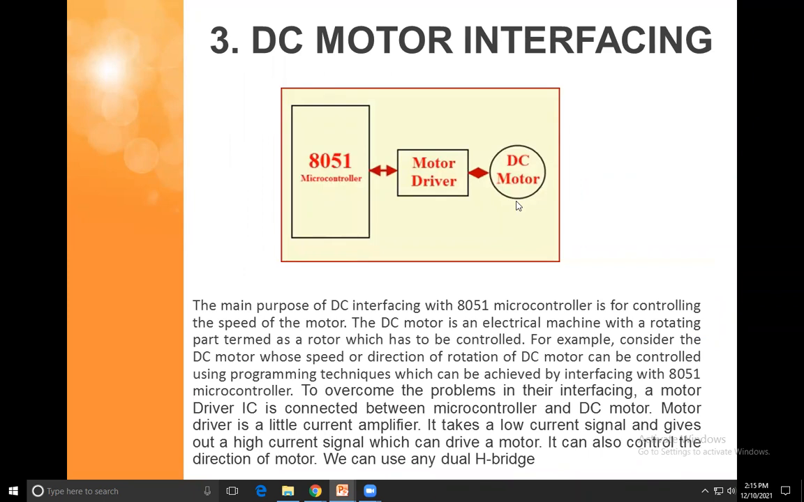So last lecture we discussed this program, but I just wanted to revise it. Today's session is on another topic, DC motor interfacing.